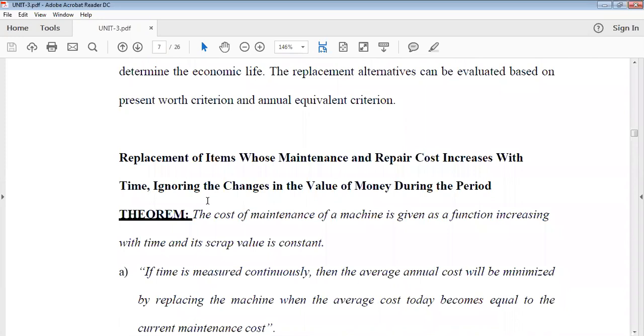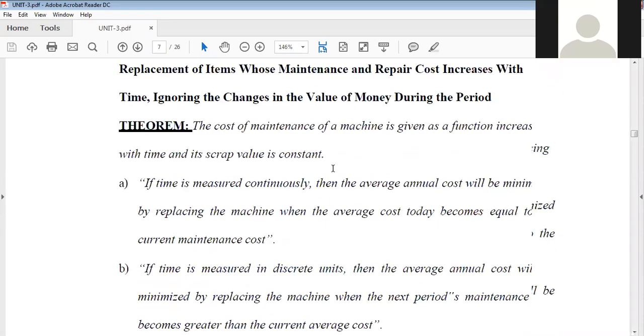Next, replacement of items whose maintenance and repair cost increases with time, ignoring the changes in the value of the money during the period. So when this maintenance cost and repair cost generally increases, ignoring the changes in the value of the money during that period, we cannot say what is the value of 1 rupee, but the maintenance cost or repair cost increases during that period.